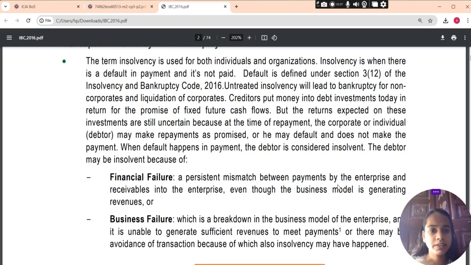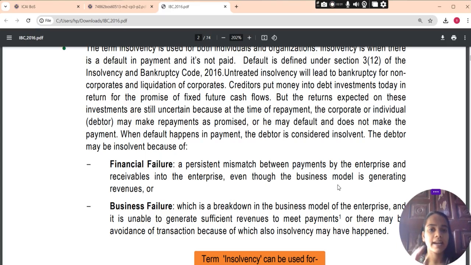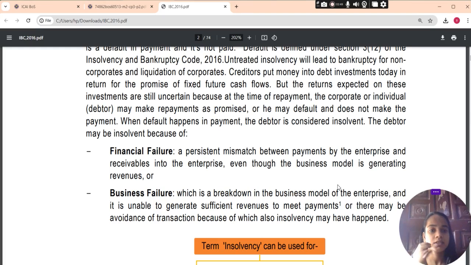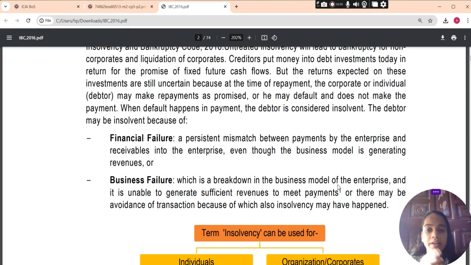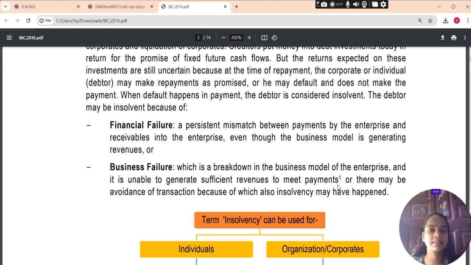Untreated insolvency will lead to bankruptcy for non-corporates and liquidation of corporates. Creditors put money into debt investment today in return for the promise of fixed future cash flow. But the return expected on this investment is still uncertain, because at the time of repayment, the corporate or individual debtor may make repayment as promised, or may default and not make the payment. When default happens in payment, the debtor is considered insolvent.